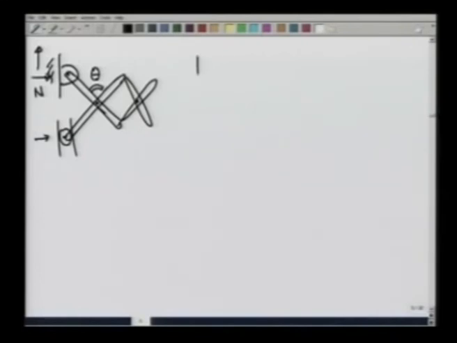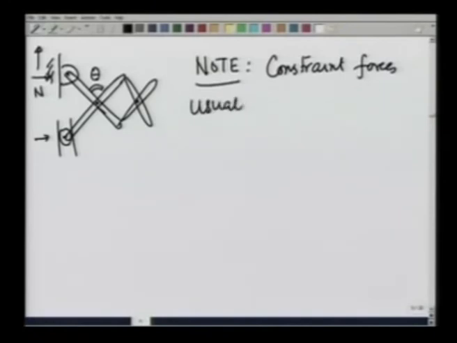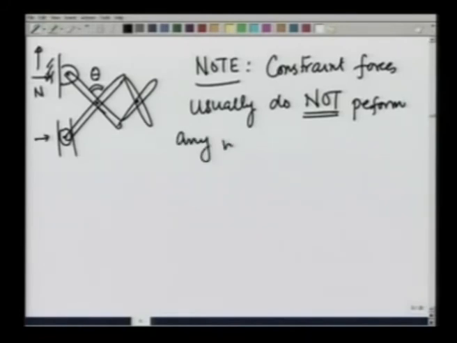Note, and this is very important to develop the method of virtual work, that constraint forces usually do not perform any work on the system. Why do I say usually? Because I am going to exclude a particular constraint force a little later.